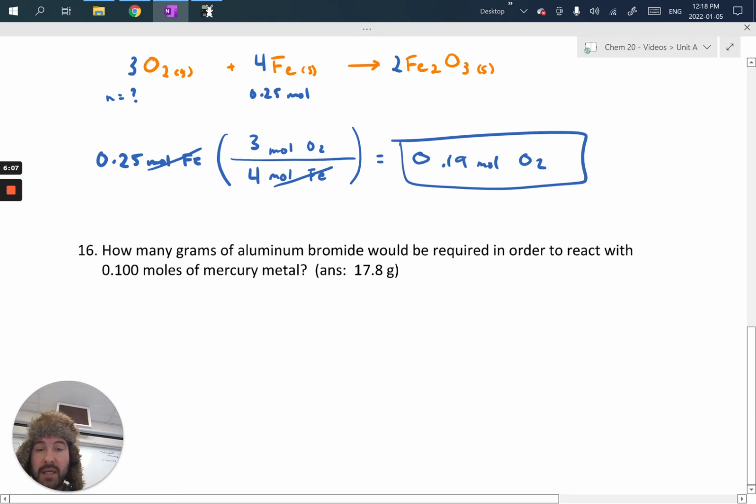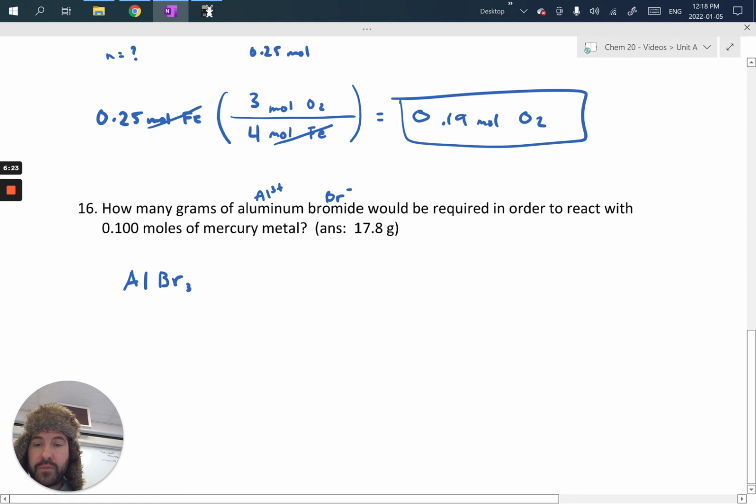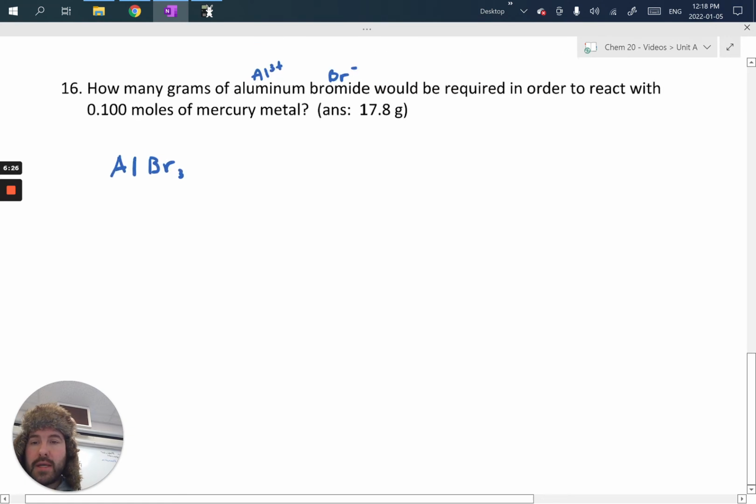So I'm reacting aluminum bromide with mercury metal. So aluminum bromide, I have to build this compound. Aluminum is a 3+ ion. Bromide is a 1- ion. So this compound is going to look like this, AlBr3. Let's move this up here. Okay, and we're going to assume solid because it's an ionic compound.